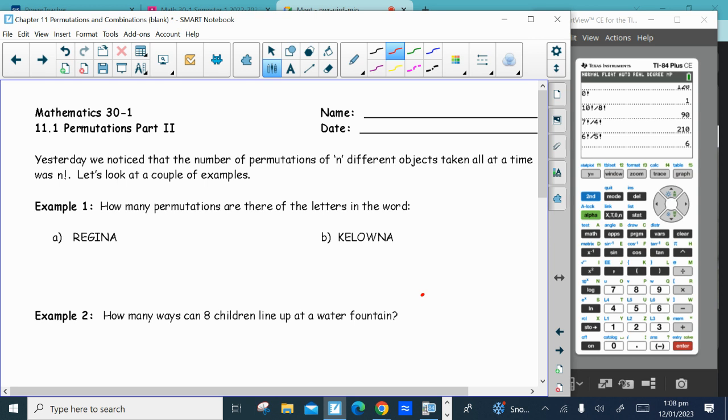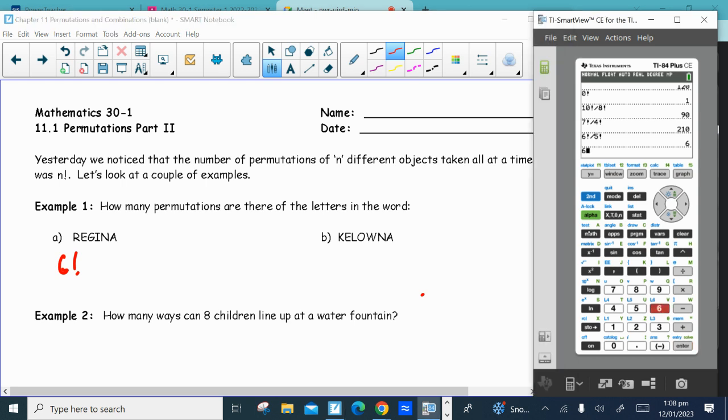So looking at a few more examples, how many permutations are there of the letters in the word? So again, as soon as you see permutations, that means order matters, and we can use the fundamental counting principle or factorial to get our answer. We're going to arrange all of the letters in these words. So the first word, Regina, has 6 letters. They could be arranged in 6 factorial ways. And 6 factorial is 720.